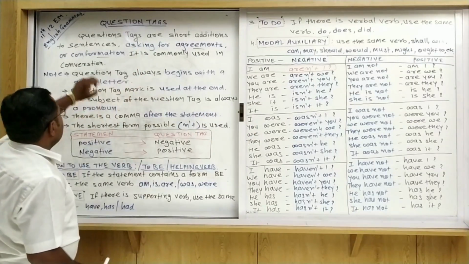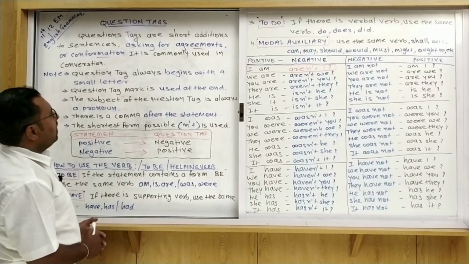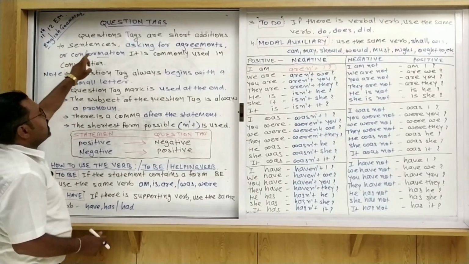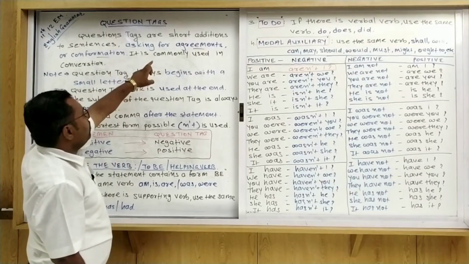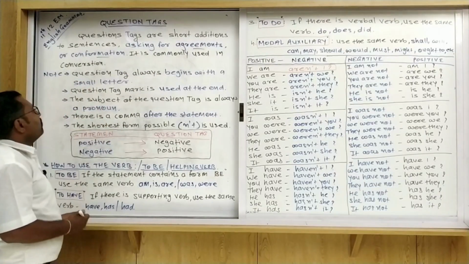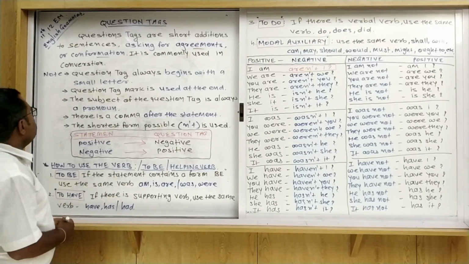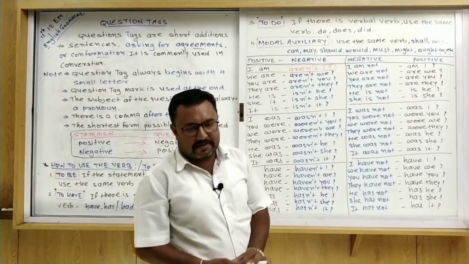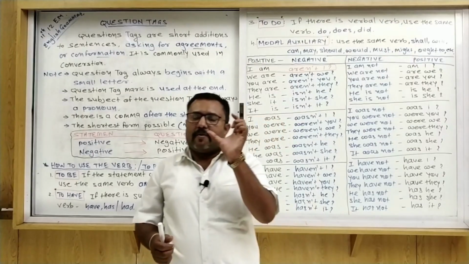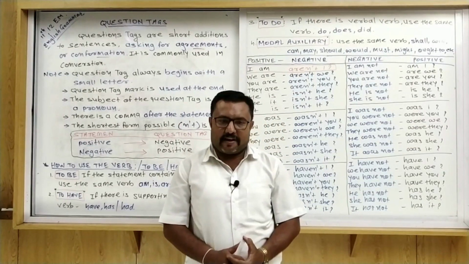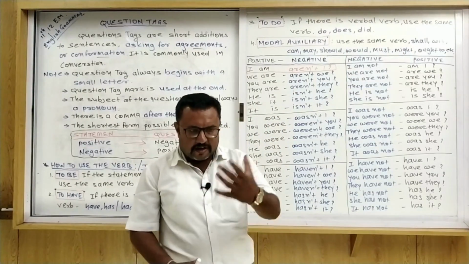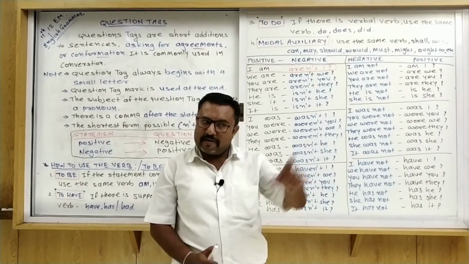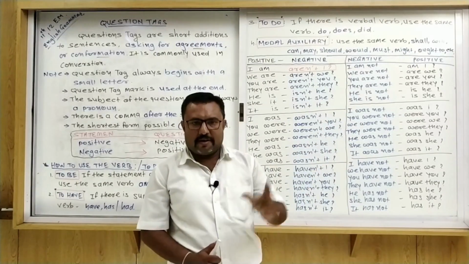Question tags are short additions to sentences asking for agreement or confirmation. They are commonly used in conversation. When we speak with one other person, at that time we use question tags. For example, he is a clever boy. Isn't he?